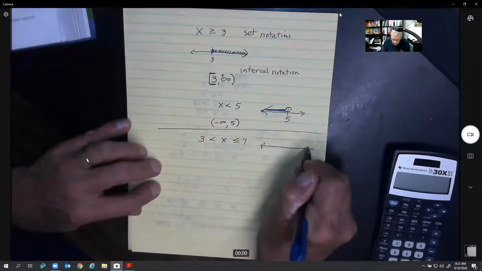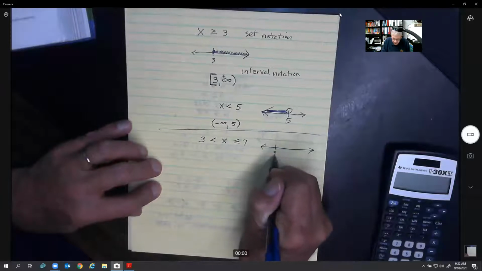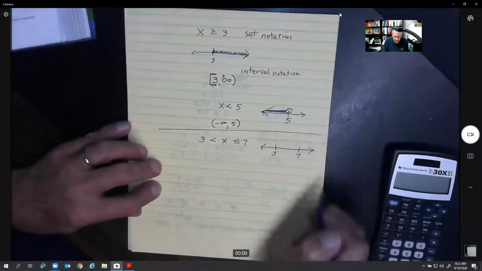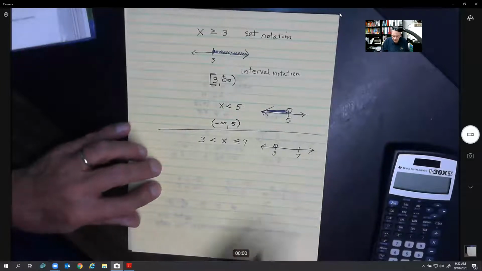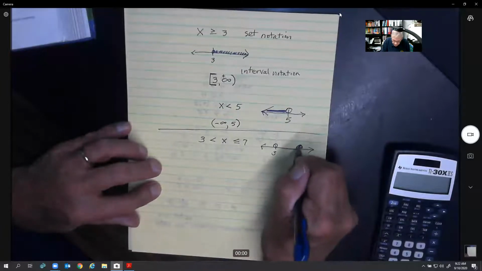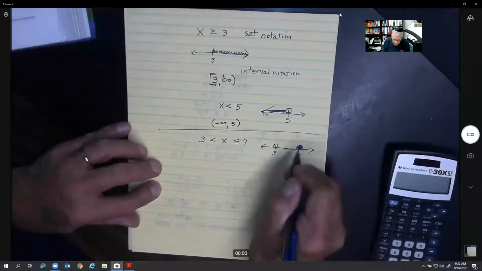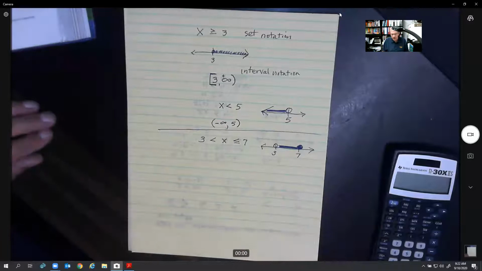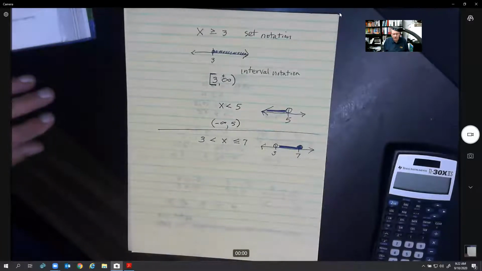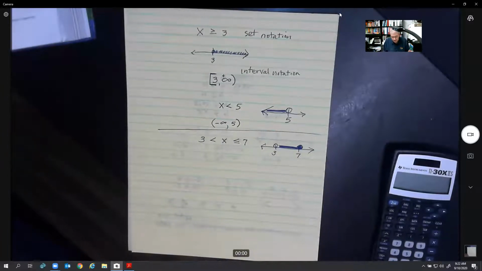Again, looking at a number line, here's 3, here's 7. It's almost 3, so we put an open dot. It's exactly 7, so we put a closed dot. And it's any number in between here. It could be 3.2, it could be 5.7, it could be 7.